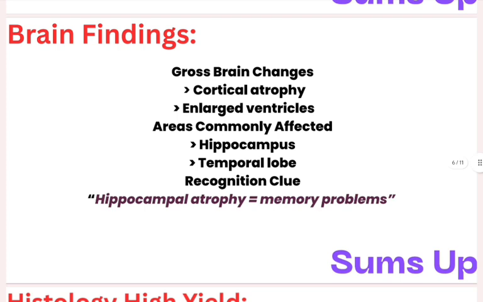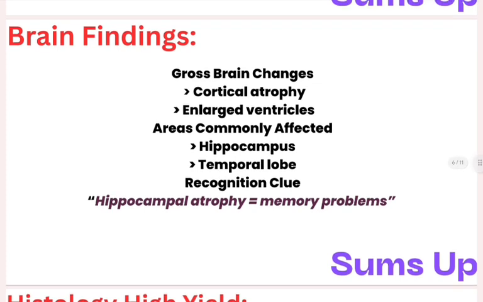Coming next, brain findings. Gross brain changes on MRI are cortical atrophy and enlarged ventricles. Areas commonly affected are the hippocampus and temporal lobe. Recognition clue: always remember, whenever hippocampal atrophy occurs, there are memory problems.